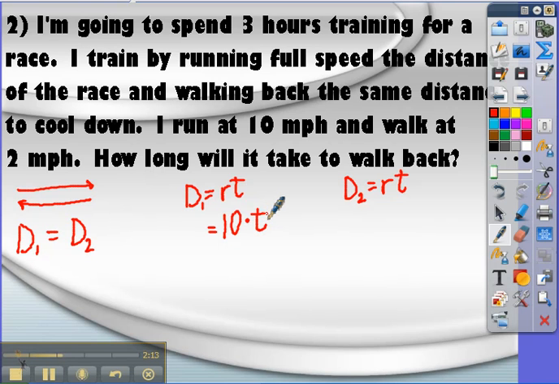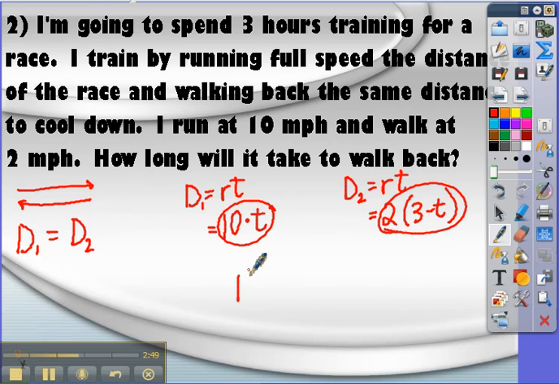Over here, I have D2 equals the rate, walking, that's a 2, and then my time, again, I don't really know the time. But I do know that I had a total of 3 hours. And if I spent T of it running, then I can just subtract that from 3 to see how long I must have spent walking. And once you get those two equations, then we're just going to take those two things and set them equal to one another. So 10T is going to be equal to 2 times (3 minus T). And then let's go solve.